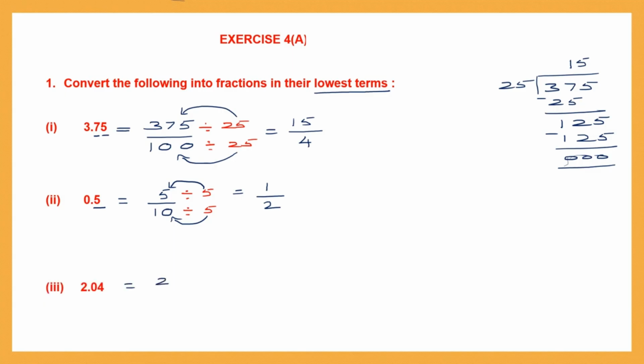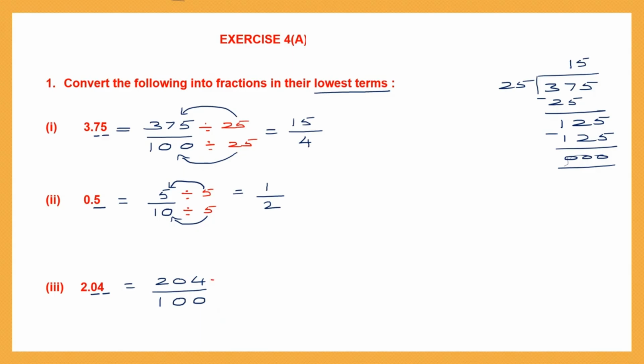Remove the point and write, you get 204. Our denominator is 1 followed by zeros. Look at the question. After the point, there are 1, 2 digits. So we will have 2 zeros. So now we have a fraction 204 by 100. Now to reduce this to the lowest term, we can divide both by 2. We can also divide it by 4. So 4 is the highest common factor.